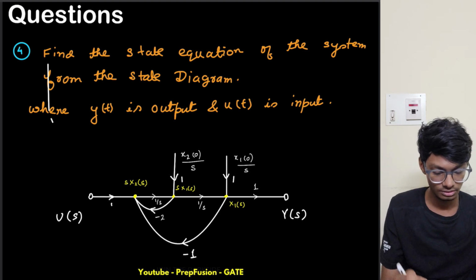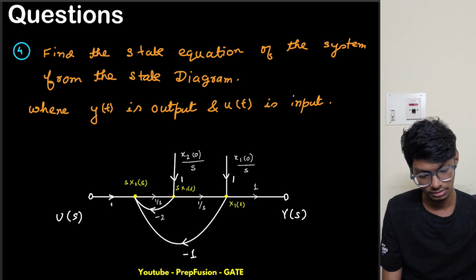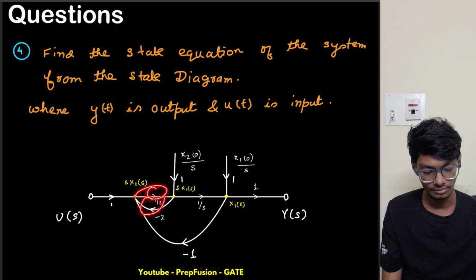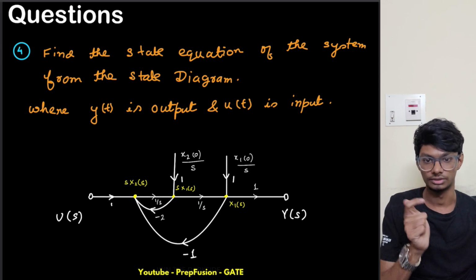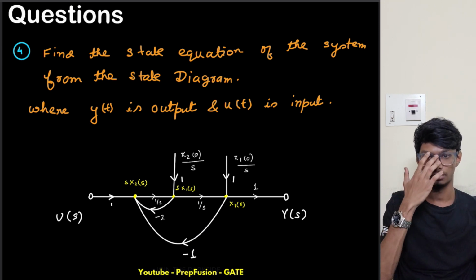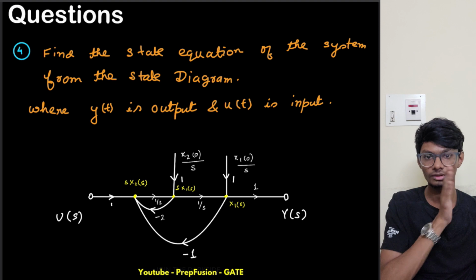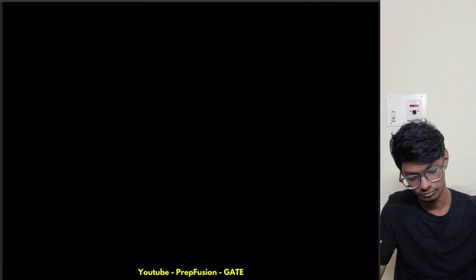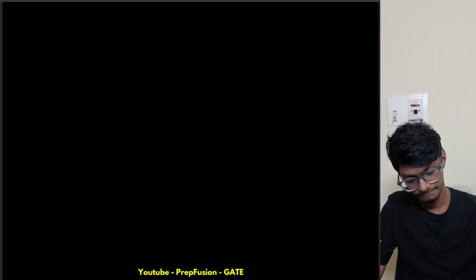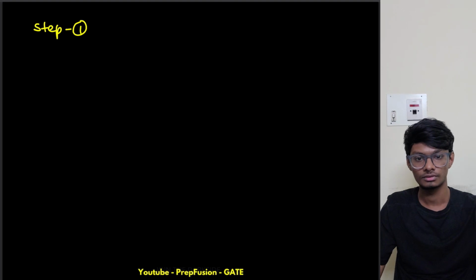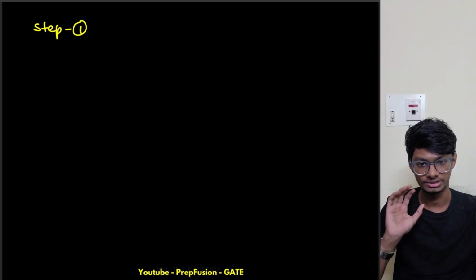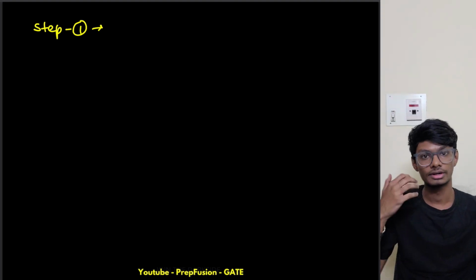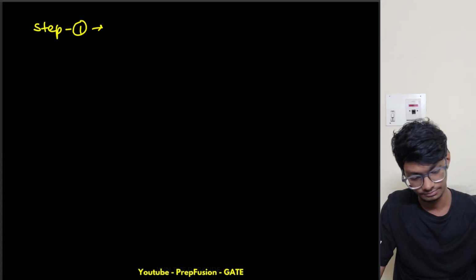Because there are multiple nodes outgoing here and multiple nodes incoming, and those nodes are related with some other nodes. So we can't do that. There are particular steps that we need to follow. What will be step 1? Step 1 basically will be to remove the initial conditions.